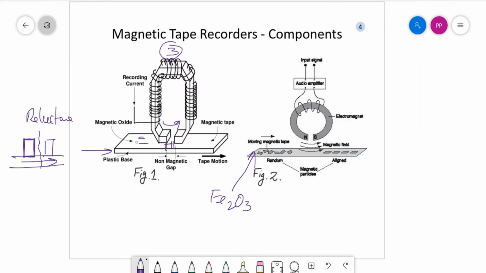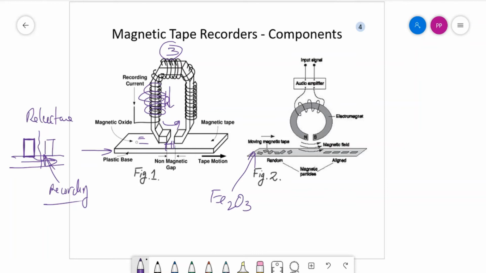So whatever change is there in the flux associated in the core, the same change takes place in the film, and at the trailing edge the magnetism is recorded. So here the recording is done at the trailing edge. That is how we are recording the information through a magnetic medium on a magnetic medium.